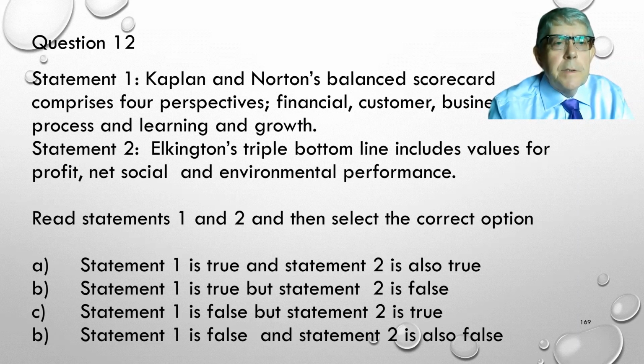Question 12. Statement 1. Kaplan and Norton's balanced scorecard comprises 4 perspectives: financial, customer, business process, learning and growth. Statement 2. Elkington's triple bottom line includes values for profit, net social and environmental performance. Read statements 1 and 2 and then select the correct option.